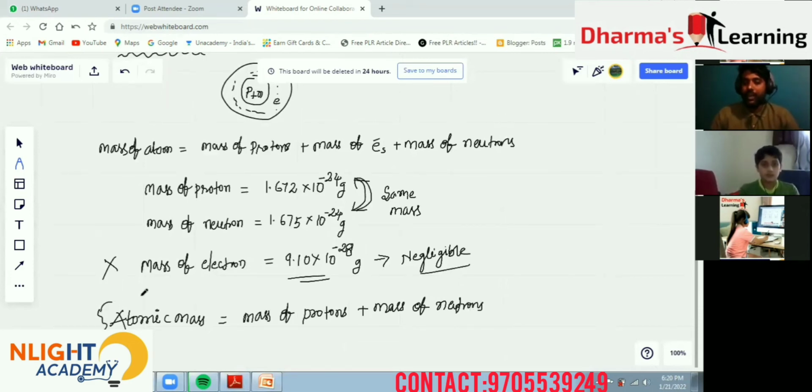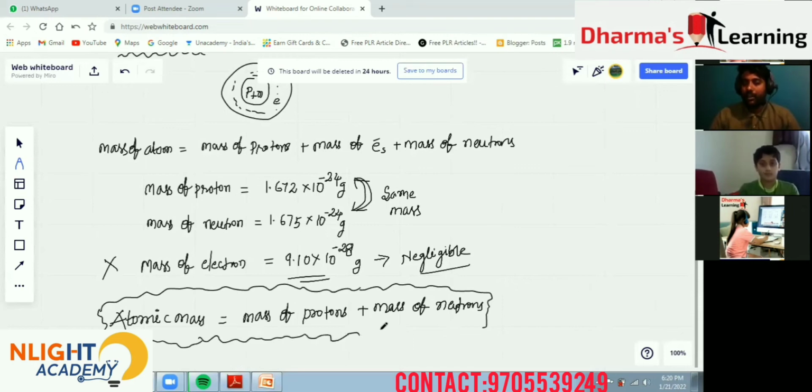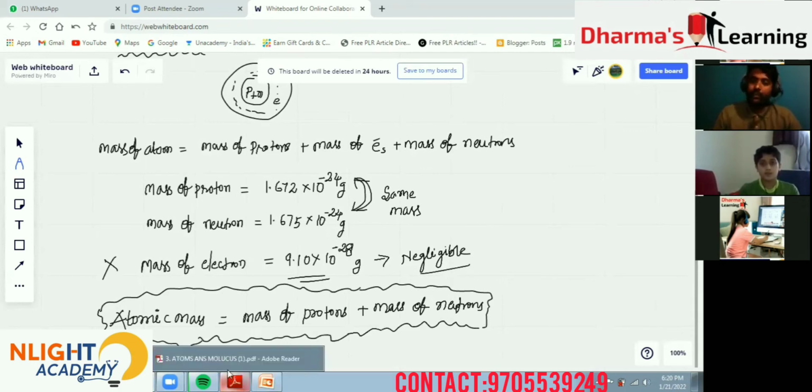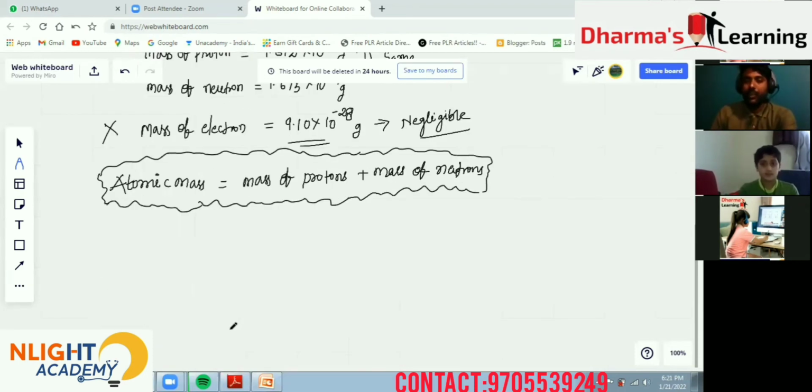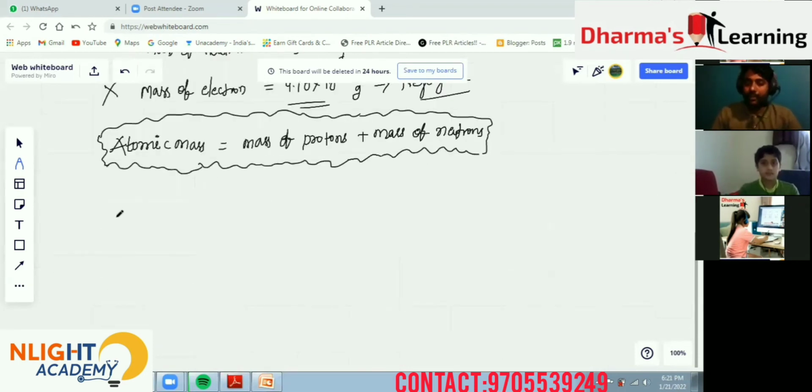Now what don't we calculate while calculating the mass of an atom? We don't calculate the mass of the electron. Perfect. Why don't we calculate it? Because its mass is almost negligible. And its mass is how much? 9.110 into 10 power minus 28 grams. Yes. We'll take some examples to calculate the mass.